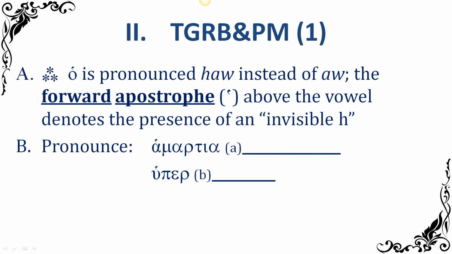The omicron with the forward apostrophe above it is pronounced ha instead of ah. And that's because the forward apostrophe above a vowel, or specifically above a vowel sound, will tell you that there's an invisible H there. So instead of ah, it's ha.